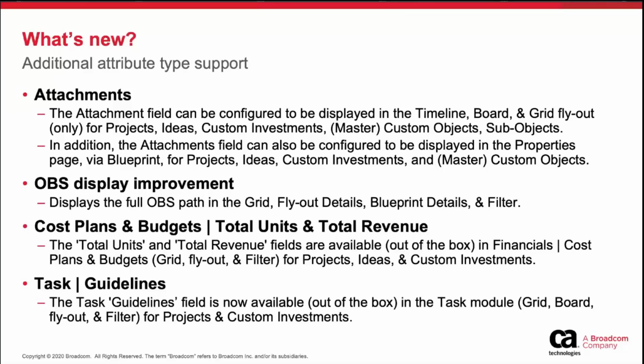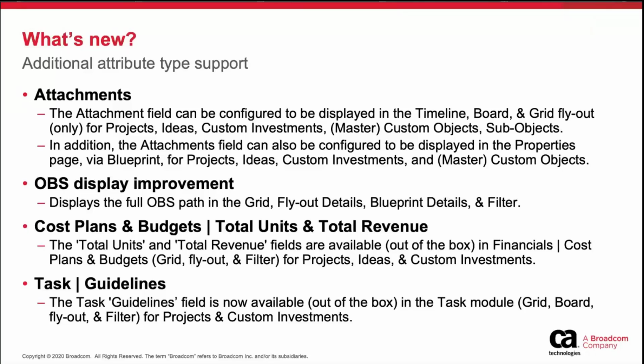Second item is improve the way the OBS is displayed on the page. Display it in the full path. We're going to show you the full path, whether it's in the grid, flyout details, or the blueprint details, and filter. The third item, total units and total revenue are now out-of-the-box attributes for cost plans and budgets, whether it's in a grid, a flyout, or a filter, across projects, ideas, and custom investments.